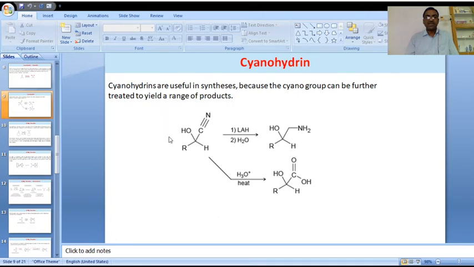Next, the same cyanohydrin compound on acidic hydrolysis, heating the reaction mixture, is converted into a carboxylic acid functional group. It turns into a carboxylic acid functional group. Is it clear, all of you? Okay.